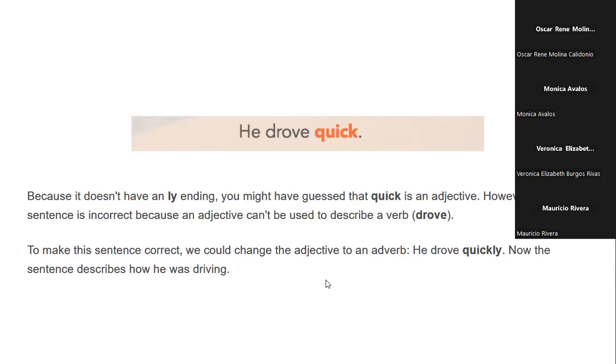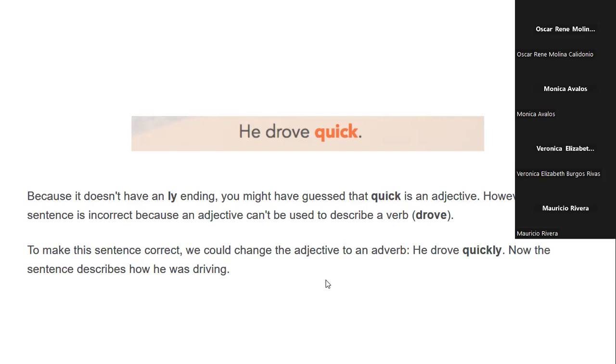Okay, so this is not correct. We don't say he drove quick. We say he drove quickly, because quick is an adjective and quickly is an adverb. Since quickly, in this case, is describing drove, it has to be an adverb, not an adjective. And that is the explanation that says here, because it doesn't have an L-Y ending.